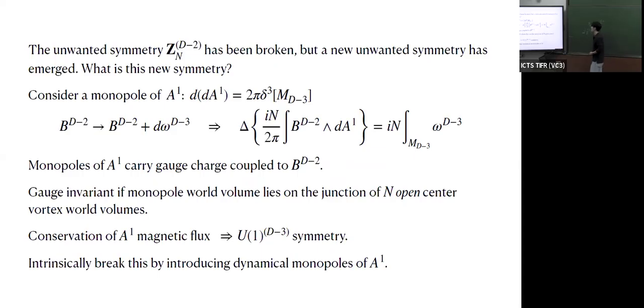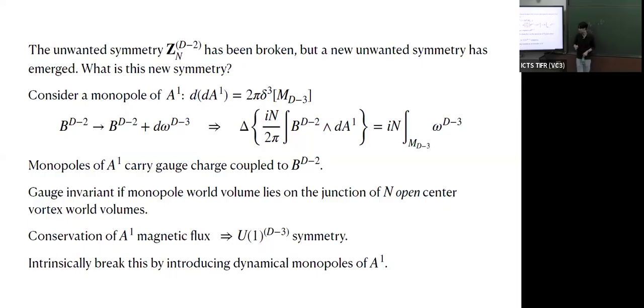In fact, we have not, because by coupling to vortices, we have introduced a new symmetry. What is this symmetry? In order to explain what the symmetry is, we'll have to consider a monopole configuration of A. Let's say the monopole world volume is M. And let's consider the change in the BF action under a gauge transformation. The BF action changes like this. It's not invariant in the presence of a monopole. And what this is showing is that a monopole has gauge charge that couples to B.